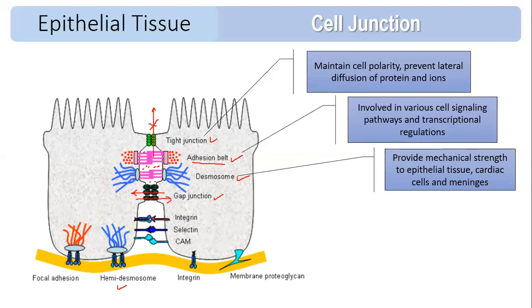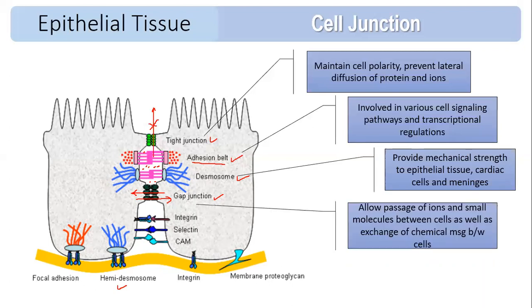Gap junctions are intercellular connections which connect two cells so that there would be exchange of various materials, ions, molecules, as well as chemical messages. That is called gap junction. So what is written? They allow passage of ions and small molecules between the cells as well as exchange of chemical messages between the cells. Are you getting this? So these are called gap junctions.